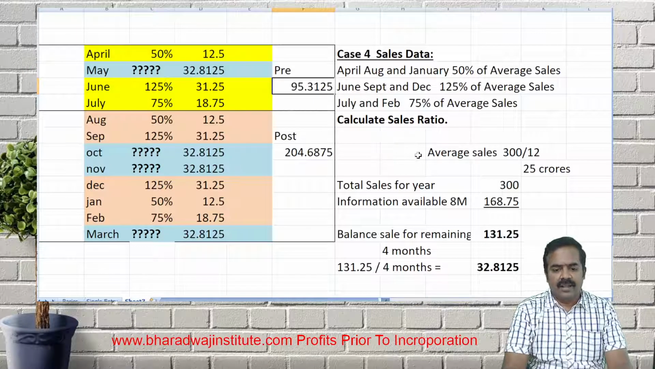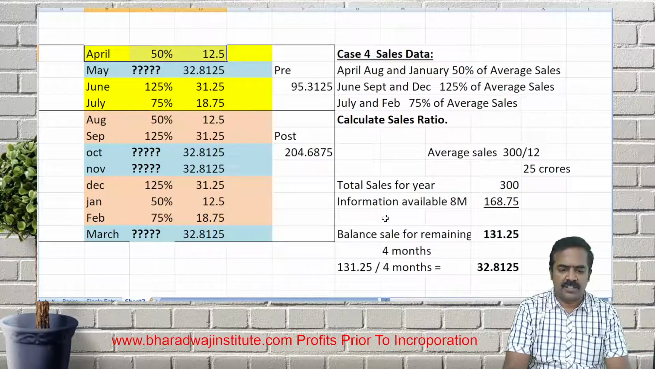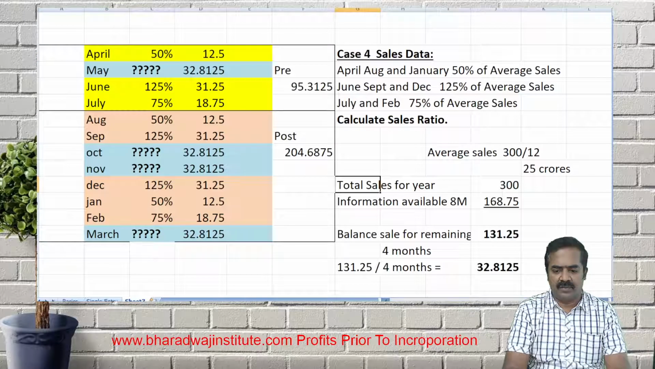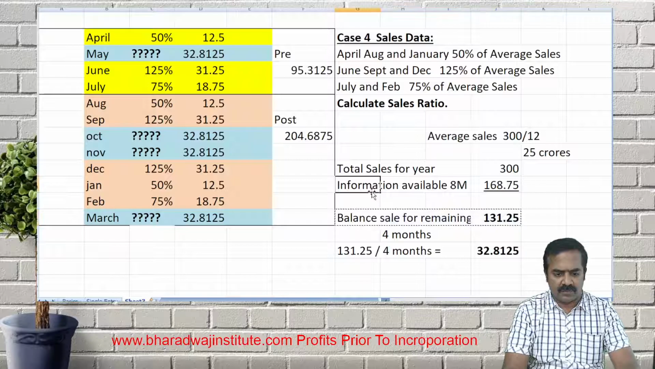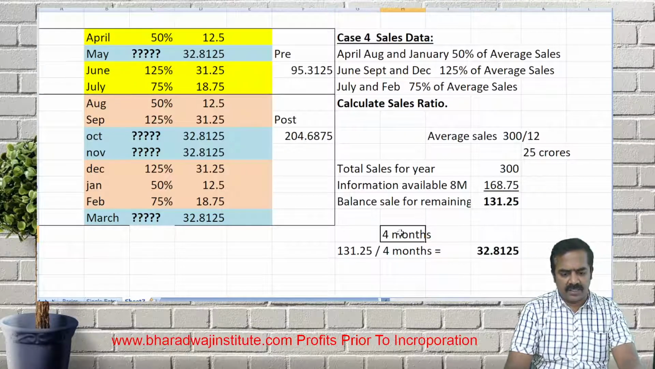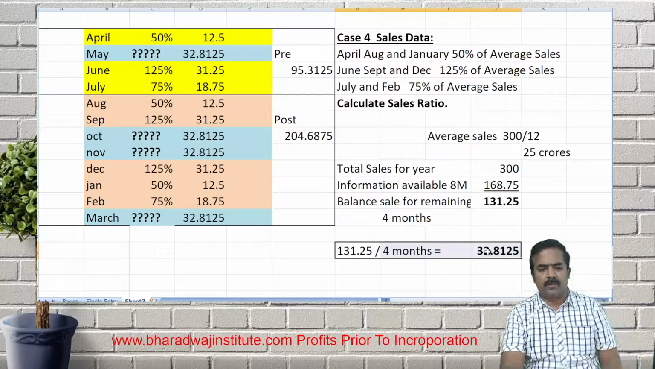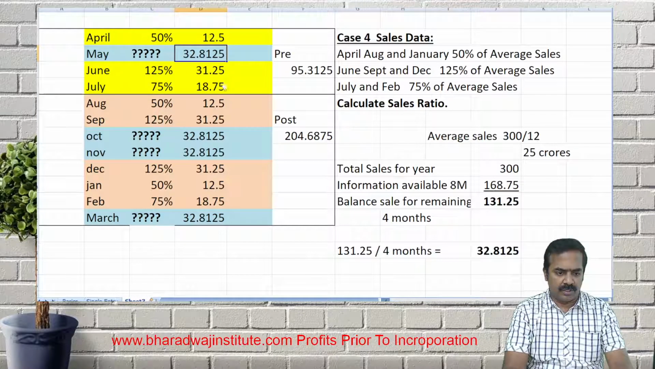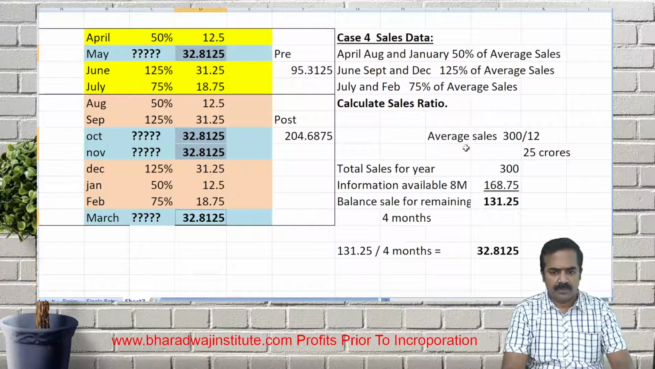Do you understand? Average sales is 25 crore. For the information-provided months, we fill in the data. For the 8 months with information, the total sales is 168.75. The balance sales for the remaining 4 months is 131.25. Divided by 4, that gives 32.8125. So don't assume average sales.